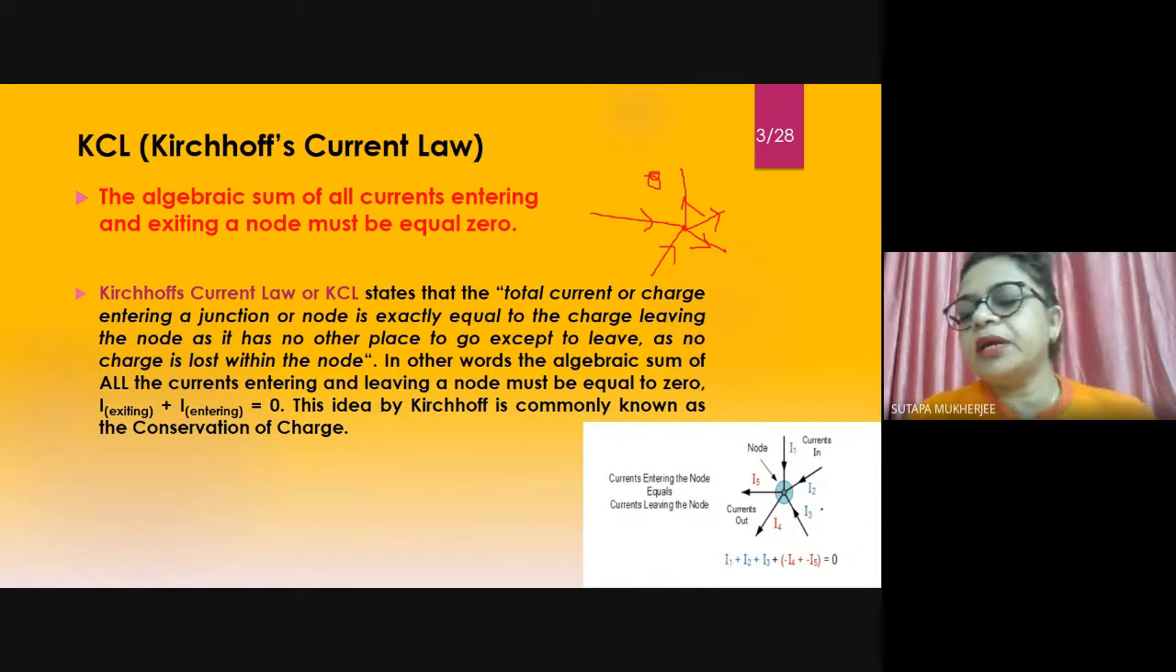So if you consider a particular node, then the summation of current entering and leaving the node will be equal to 0. This is Kirchhoff's current law. So what is the proper definition?